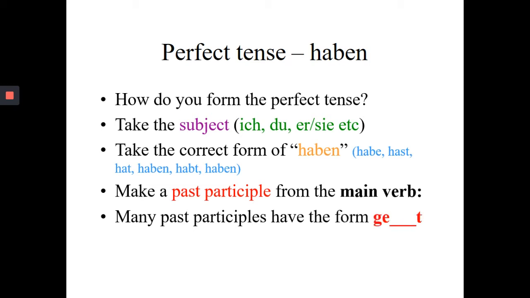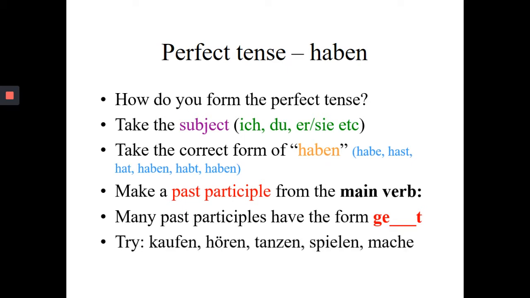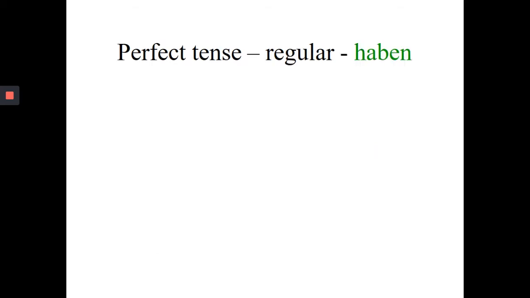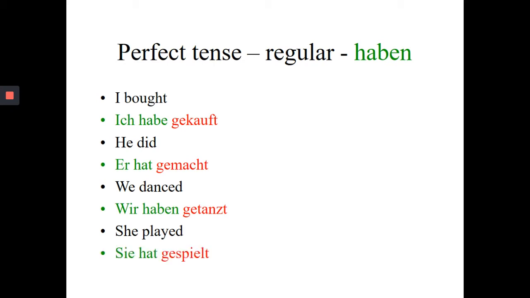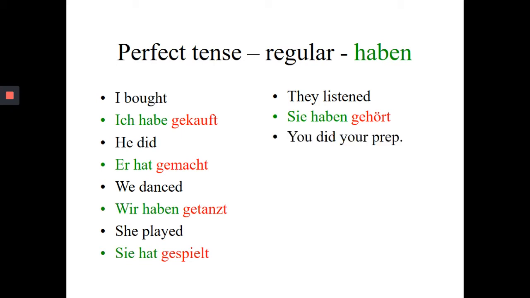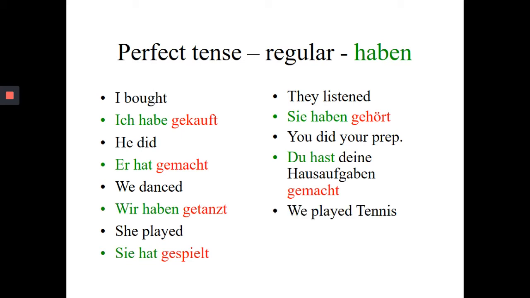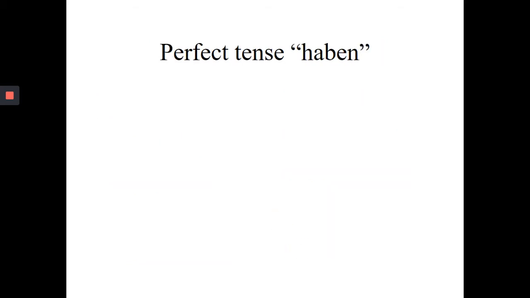Many past participles have the form ge at the beginning and t at the end, so spielen, gespielt, wohnen, gewohnt. That would be the case for all regular or weak verbs, as we call them in German. For example, kaufen would be gekauft, hören, gehört, tanzen, getanzt, spielen, gespielt, machen, gemacht. So I bought would be ich habe gekauft. He did, hat gemacht. We danced, wir haben getanzt. She played, sie hat gespielt. They listened, sie haben gehört. You did your prep, du hast deine Hausaufgaben gemacht. We played tennis, wir haben Tennis gespielt, and so on.